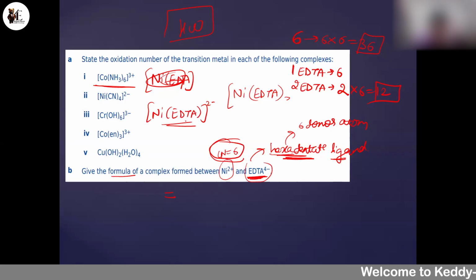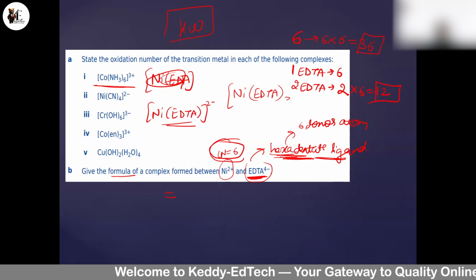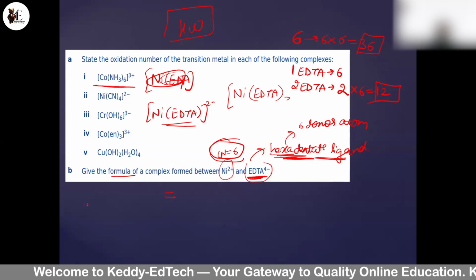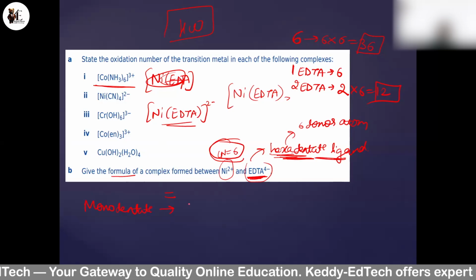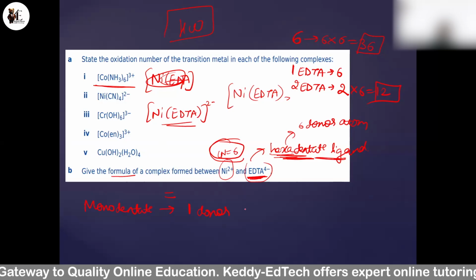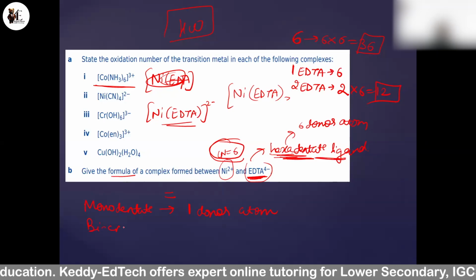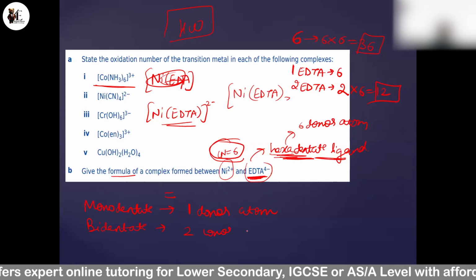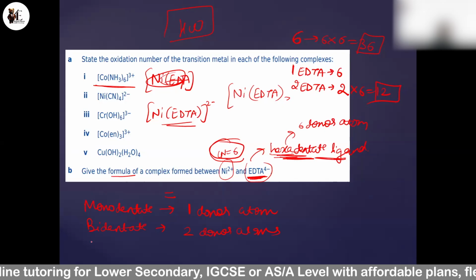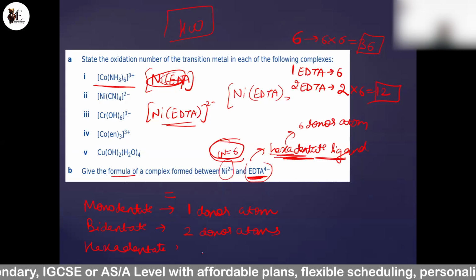Can you repeat this part again? How do you find? I am telling that EDTA is a hexadentate ligand. You should know the meaning of monodentate. Let me write here. Monodentate means one donor site or one donor atom. Bidentate means two donor atoms, 2 donor sites. Hexadentate means 6 donor sites.